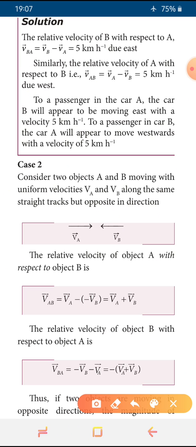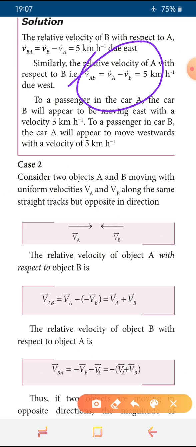Suppose they ask the relative velocity of A with respect to B, the formula will change as VAB vector is equal to VA vector minus VB vector, which is 5 km per hour with respect to the west direction. And here the passenger in car A will see car B appear to be moving east with a velocity of 5.